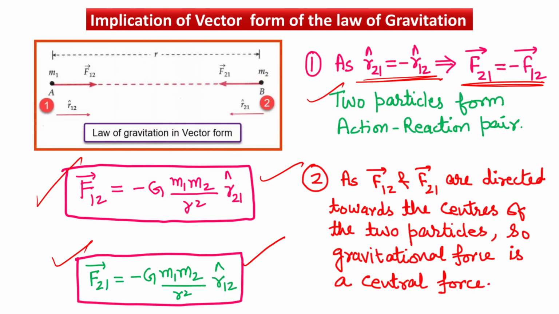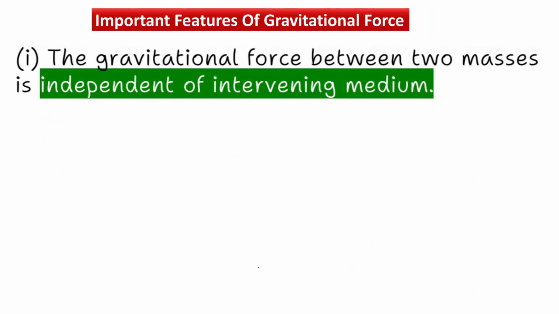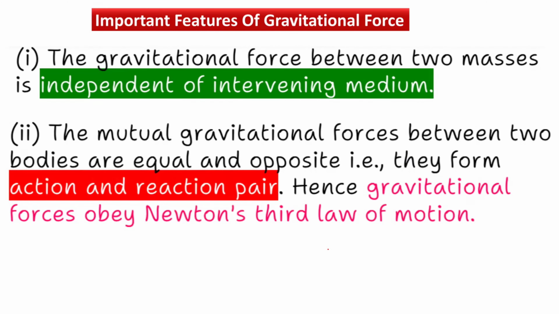Second implication is, as f12 and f21 are directed towards the centers of the two particles, the gravitational force is a central force. Now, important features of gravitational force. Number one, the gravitational force between two masses is independent of the intervening medium. Second point, the mutual gravitational forces between two bodies are equal and opposite. That is, they form the action and reaction pair. Hence, gravitational forces obey Newton's third law of motion.